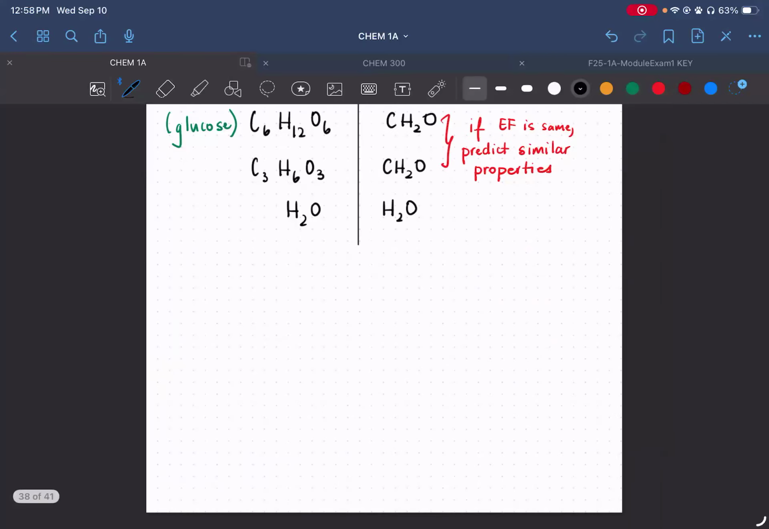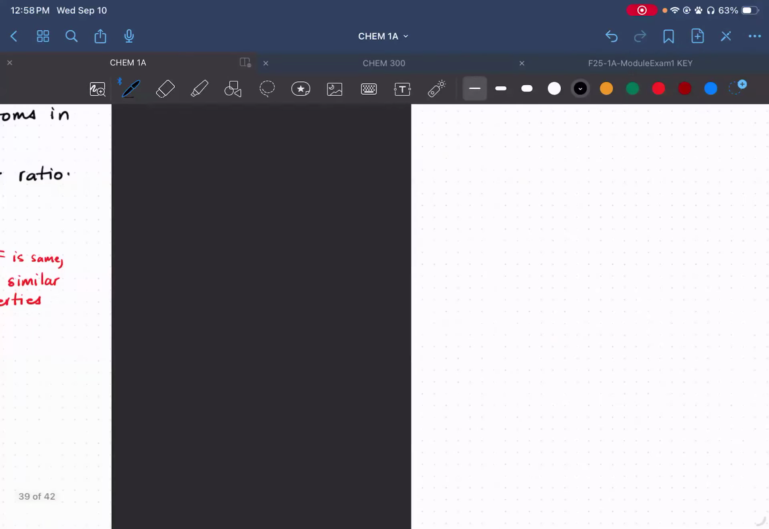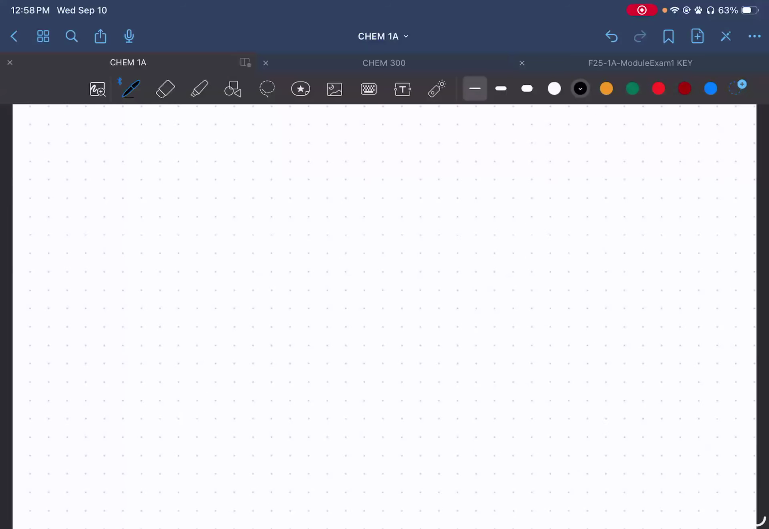So what do we do with this? How do we use this? And how do we calculate it? Let's do a question. The one that I've written, I don't know if this is on the problem set, so let's actually do this one. How to calculate empirical formula.